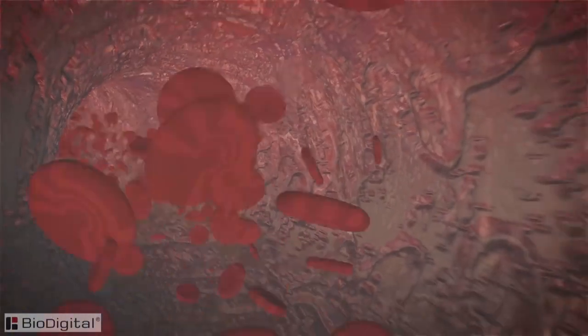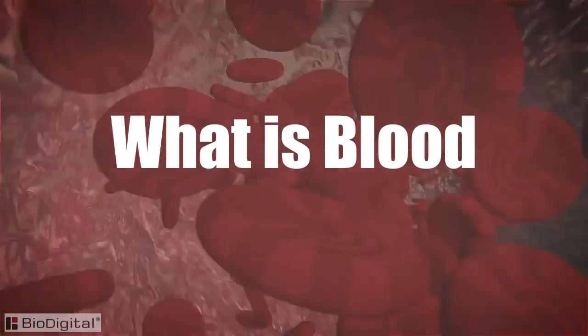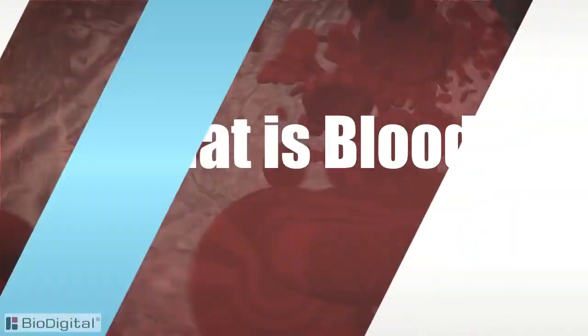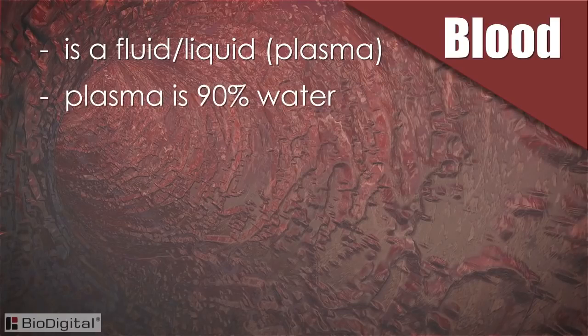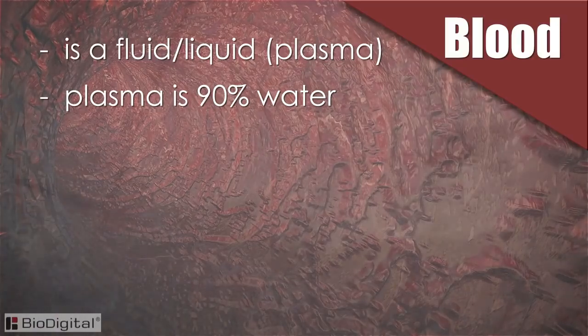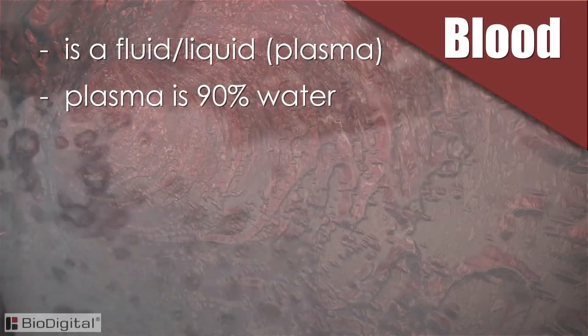Now that we have an understanding of how the blood moves throughout the body, we can discuss what it actually is. Blood is a fluid or liquid known as plasma. Plasma is made up of 90% water, and this is why drinking a sufficient amount of healthy water is absolutely necessary.